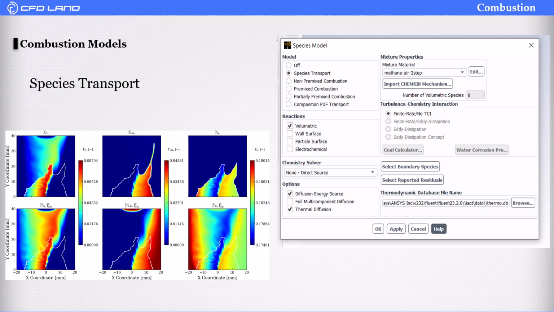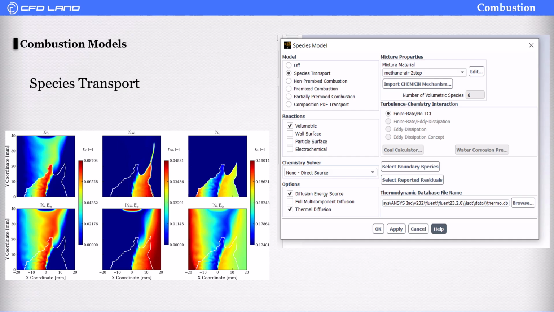Then we can choose the turbulence chemistry interaction. The first one is finite rate, no TCI, no turbulence chemistry interactions. It computes only the Arrhenius rate and neglects turbulent chemistry interactions. It is good for laminar flows and turbulent flows using complex chemistry. That is, turbulence timescales are faster compared to the chemistry timescales, or the chemistry is highly complex.